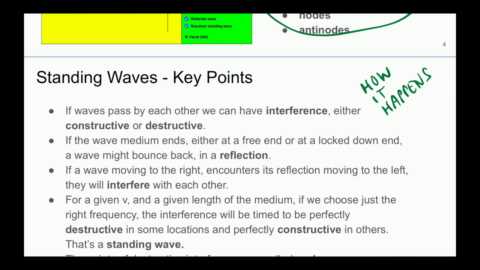And here is the big deal. For a given velocity, you have to know v and you have to know the length of the medium, if you choose just the right frequency, and we'll discuss which frequency that is, then the interference is going to be timed. So there are locations where you'll get constructive and destructive interference. Boy, did I just say a lot there. Let's break it down a little bit more.